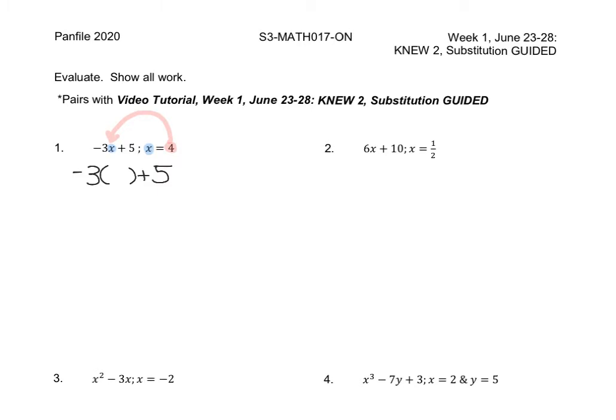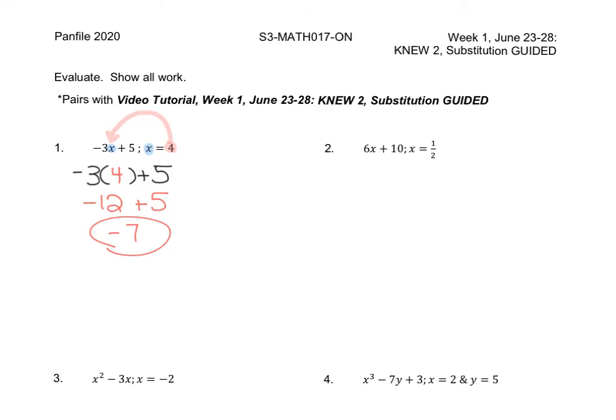So I have negative 3 parentheses plus 5. I've taken the x out, and now what I put in is the substitute, which is 4. Now I'm going to do my order of operations, which says I have to multiply before I add. I do negative 12, which is negative 3 times 4, plus 5. And I work down. I always work down. That's negative 7. I circle my answer, and I'm done.